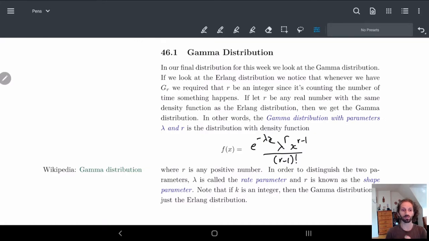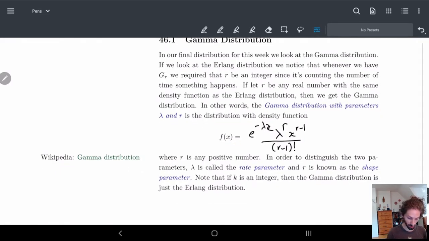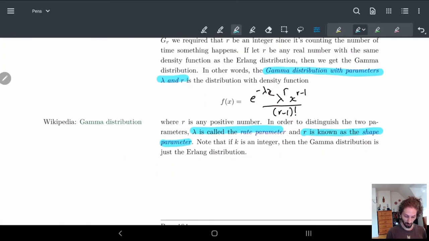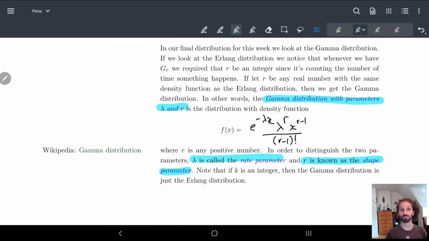But in modern terminology, we normally say if r is an integer, it's just going to be Erlang to distinguish the two. And so basically the gamma distribution is identical, not much changes. Lambda is called the rate parameter, r is the shape parameter. And we just let r be any number instead of an integer. And that's basically it. So it's nice and quick.